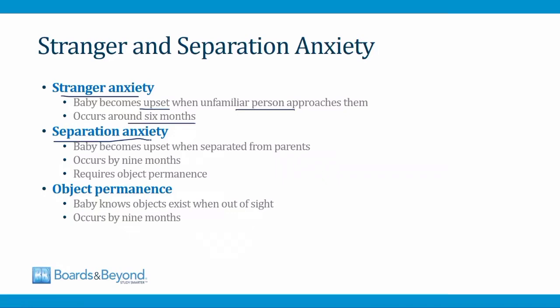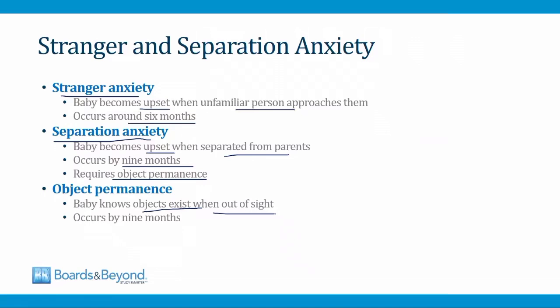Separation anxiety is something different. This refers to the baby becoming upset when separated from his or her parents, and this occurs later than stranger anxiety at about 9 months of age. And the reason this doesn't occur until 9 months of age is because the baby has to first acquire something known as object permanence. So object permanence refers to the baby knowing that an object exists even when it is out of sight. Babies younger than 9 months usually do not have object permanence, and so they think that when an object is not in front of them, that it does not exist.